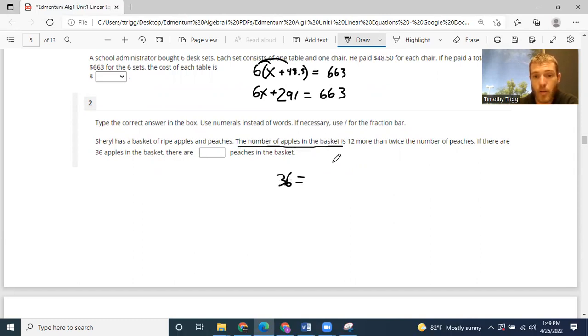is 12 more than twice the number of peaches, twice the number of peaches. Okay, I'm going to rearrange this a bit, and I'm going to call it 2x plus 12 equals 36. So just switching the position of what's on what side of the equal sign. All right, then go ahead and solve it from there. So the first step would be subtract 12 on both sides and then go from there.